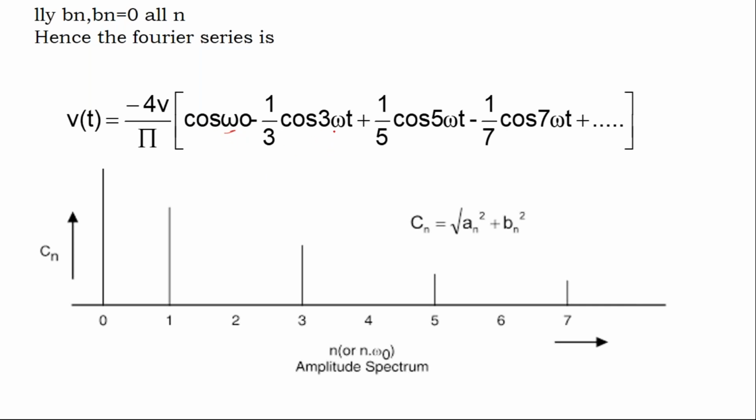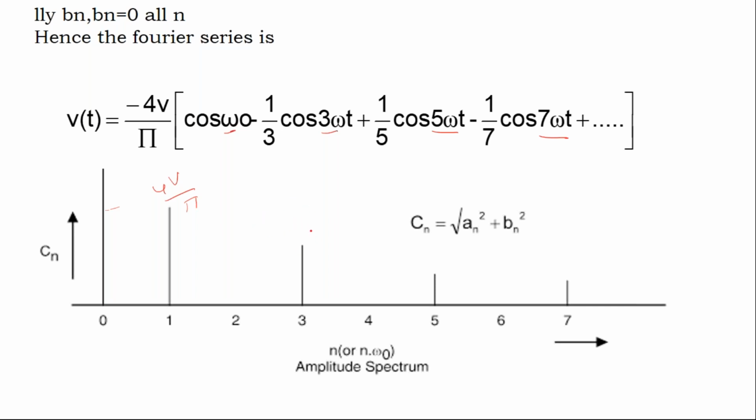My frequency components here are omega, 3 omega, 5 omega, 7 omega. And at 2 omega, 4 omega, 6 omega, I don't have any amplitudes. That's the reason if you observe 2, 4, 6, you don't find anything. Now, at omega, what is the amplitude you have? It is minus 4v by pi. That means this amplitude is nothing but 4v by pi.